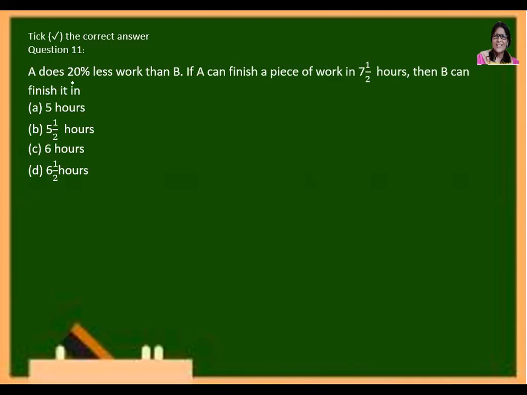11. A does 20% less work than B. If A can finish a work in 7.5 hours, then B can finish it in how many hours? Options are 5 hours, 5.5, 6 hours, 6.5. A does 20% less work than B. A can finish the work in 15 by 2 hours. Then B can finish in how many hours?